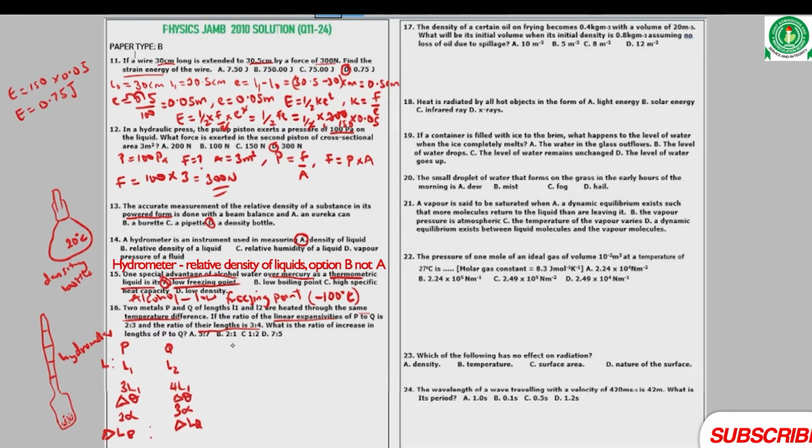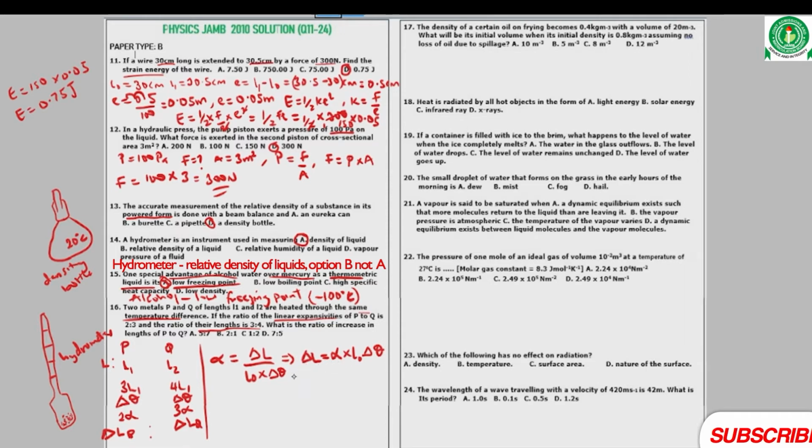Now how do we go about it? We know that the linear expansivity of the material is given as change in length all over original length times temperature change. So this is the formula. But we are looking for the ratio of the change in length, so we make change in length the subject of the formula. By cross multiplication, change in length is equal to alpha multiplied by L0 multiplied by change in theta.